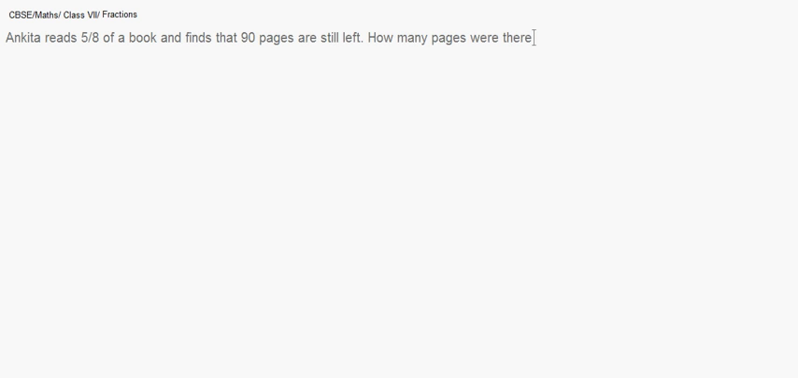Ankita reads 5/8 of a book and finds that 90 pages are still left. How many pages were there in the book?